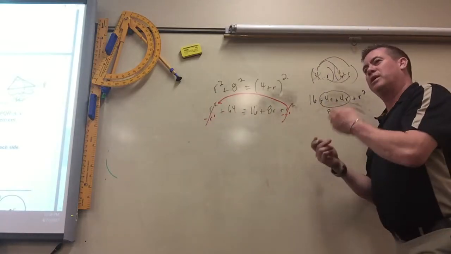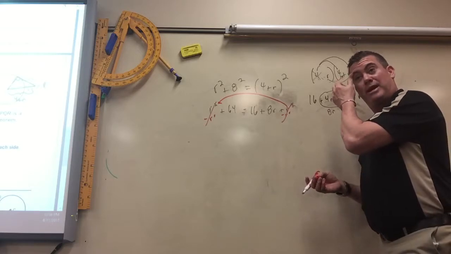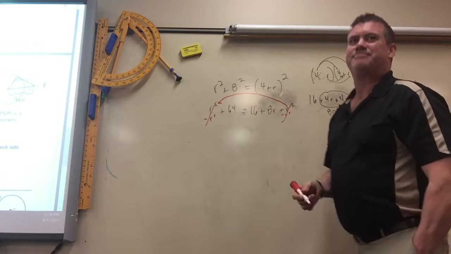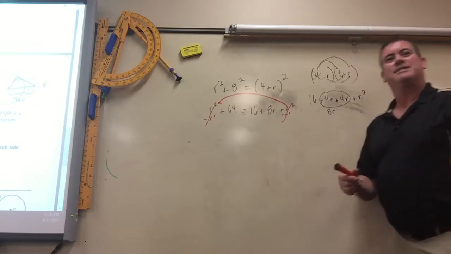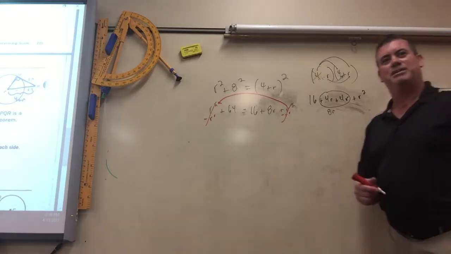The only ones we're going to do are when they cancel. If they don't cancel, you've got to do the quadratic formula like we did last year in 9th grade. Negative b plus or minus the square root of b squared minus 4ac.